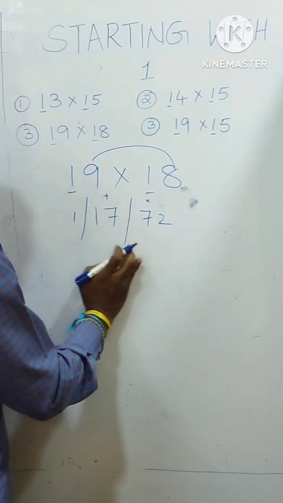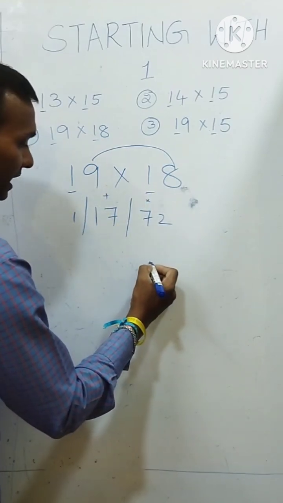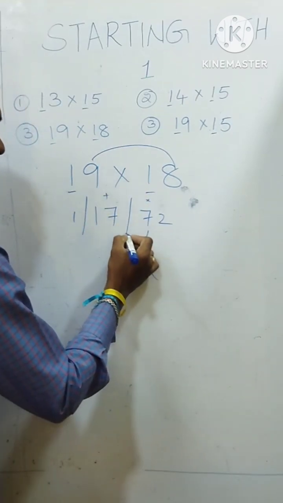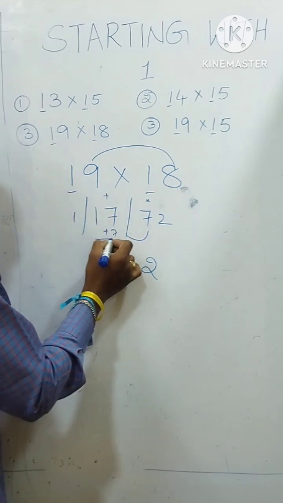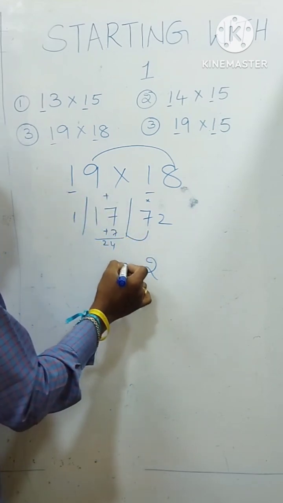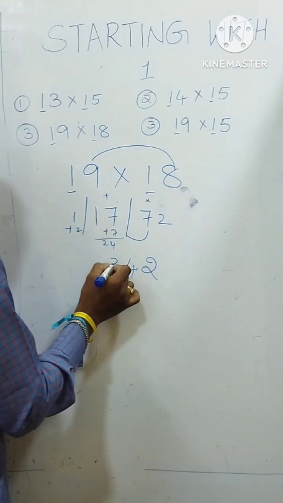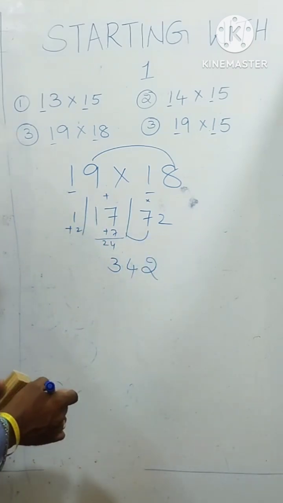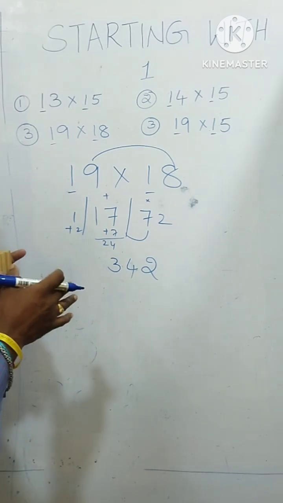Now we will write the final answer. Whenever we have a 2-digit number, first we write 1's place value here. We will take the 10's digit to carry forward. So that is 17 plus 7. It becomes 24. Again 4 here, 2 carry forward. 1 plus 2 become 3. 342. This is the way we can do multiplication in a very simple manner.